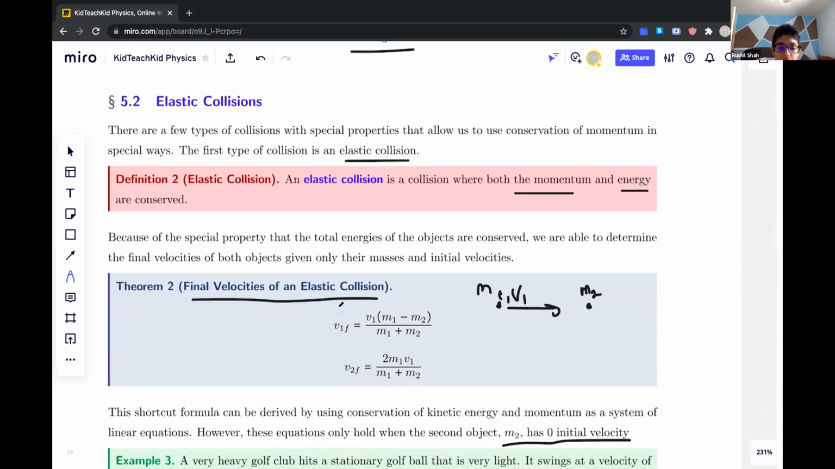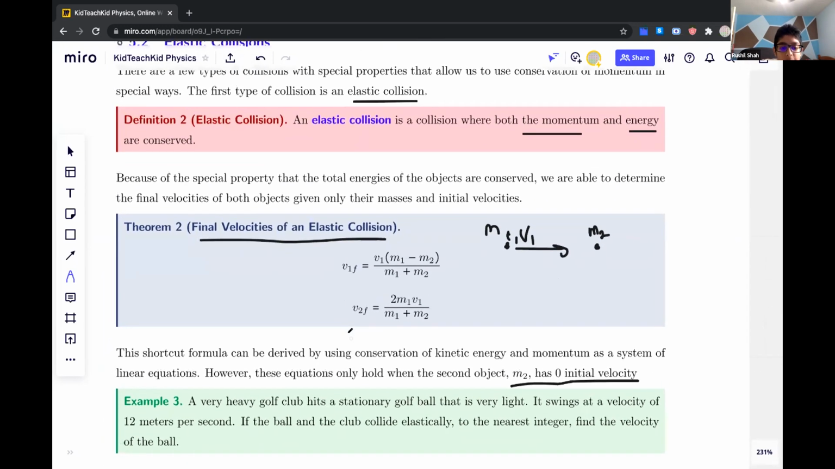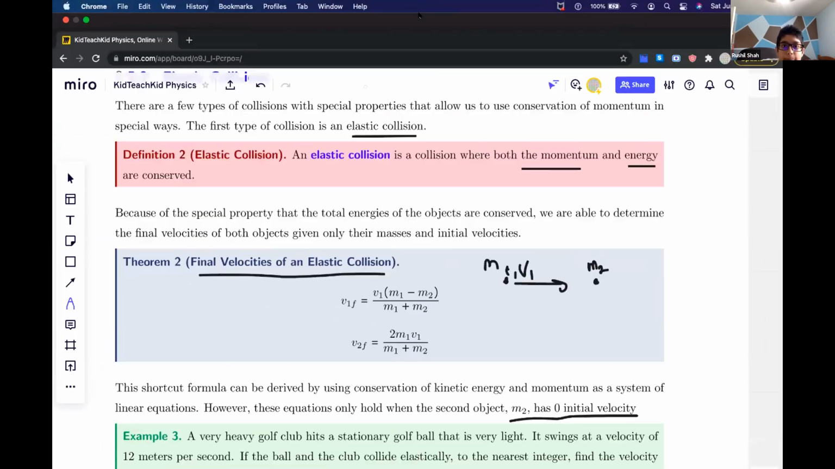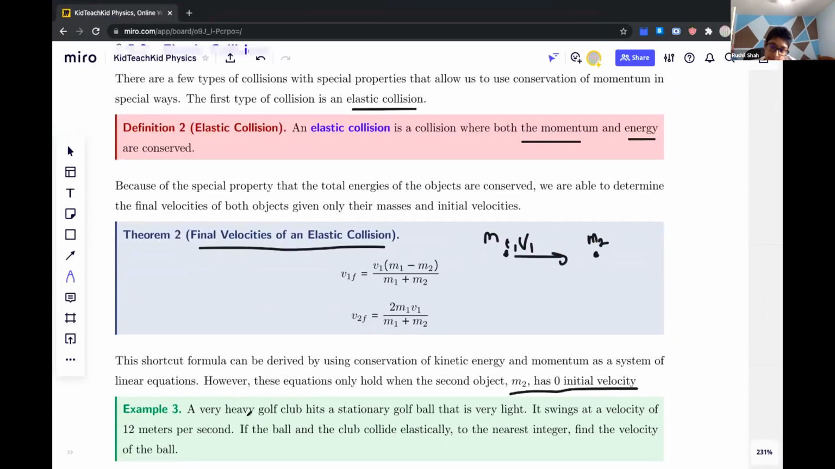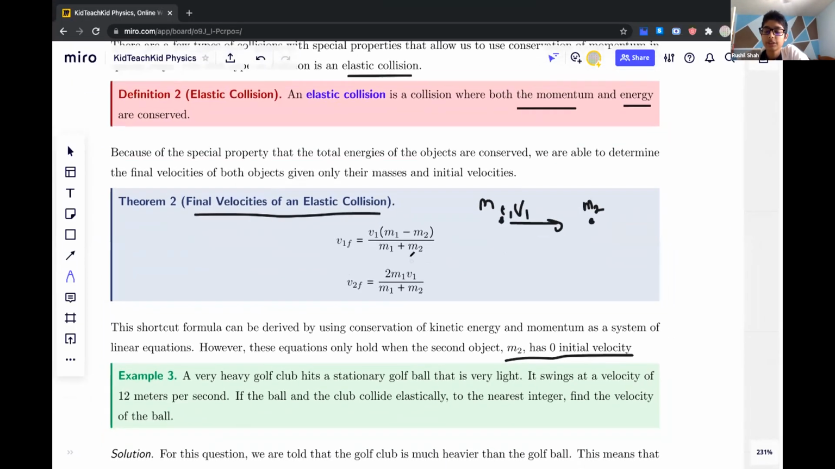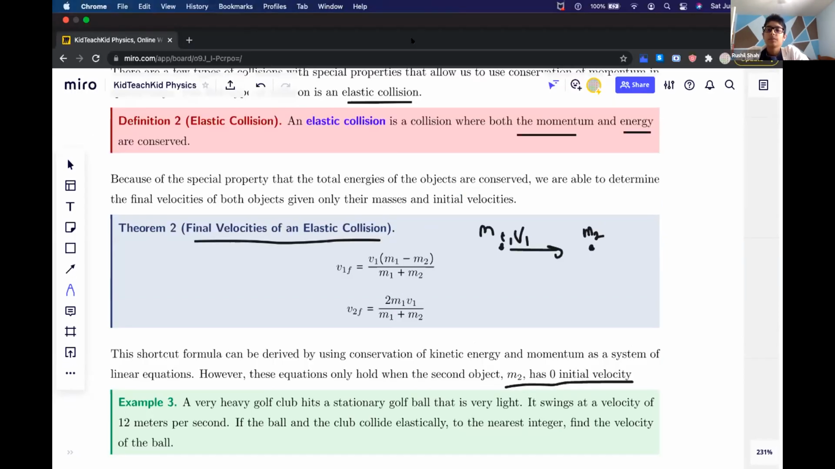Okay. So now using these equations, I would like you guys to try example 3. I'll give you a bit of time for this one because this problem is pretty tricky. I mean, not that tricky, but I'll give you some hints along the way. I'll give you 1 or 2 minutes and then I'll give a hint.